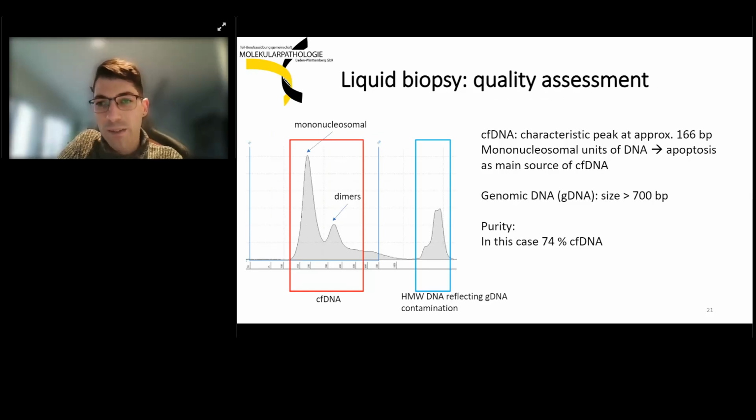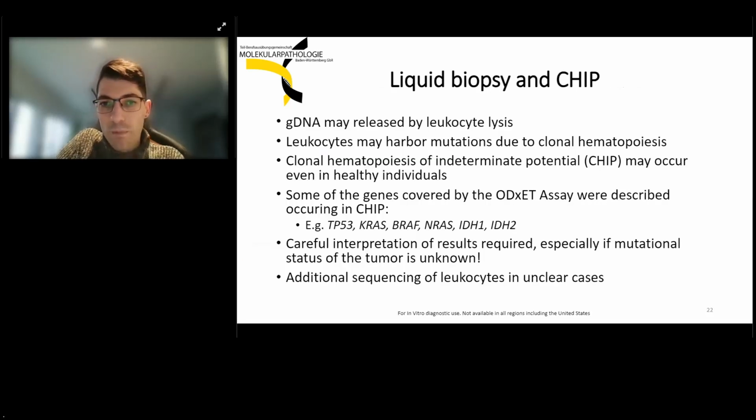Now this slide shows an example of a cfDNA sample which is of poor quality. Here you can see a peak around 700 base pairs, and this indicates potential contamination with genomic DNA, and in this case, the purity of cfDNA was only around 74%. This genomic DNA may originate from lysed leukocytes.